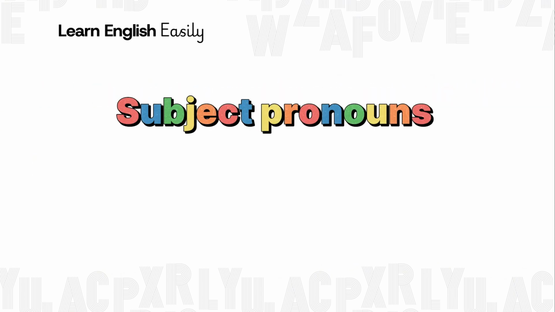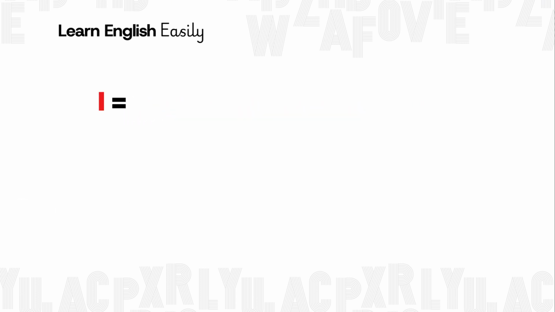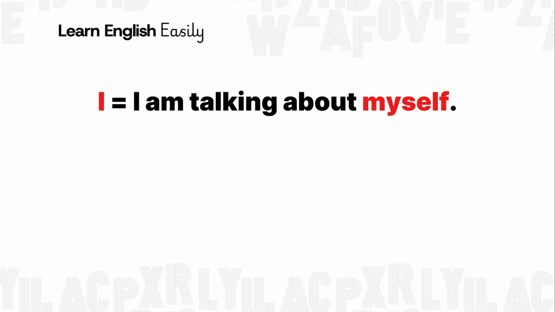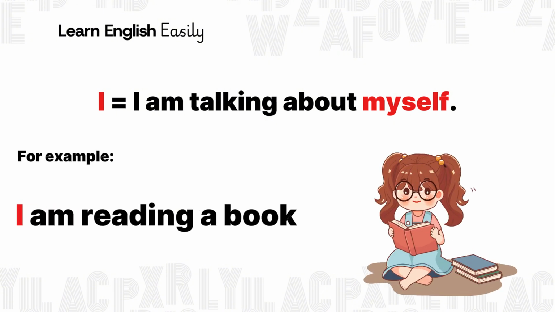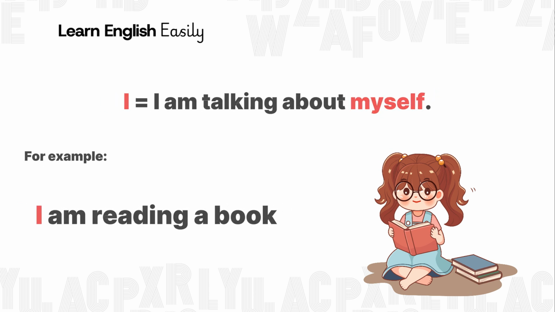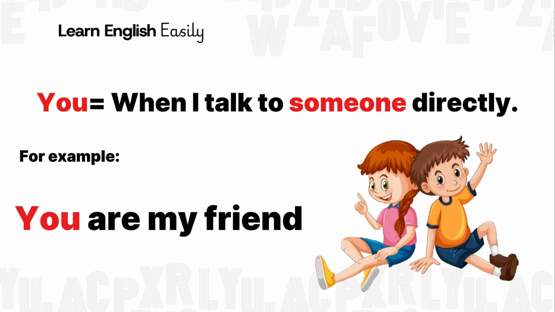First, let's talk about subject pronouns. These pronouns show who is doing the action in the sentence. I, I'm talking about myself. For example, I'm reading a book. You, when I talk to someone directly. For example, you are my friend.